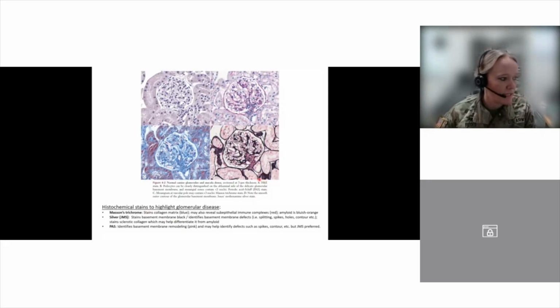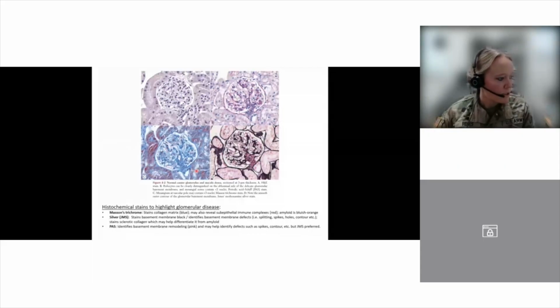And then from that, you might be able to identify abnormalities. So are there holes? Is there a double train track appearance to it that would indicate splitting of the basement membrane or something within the basement membrane? You might look for little spikes, little holes. Masson's trichrome, this is also a good one.